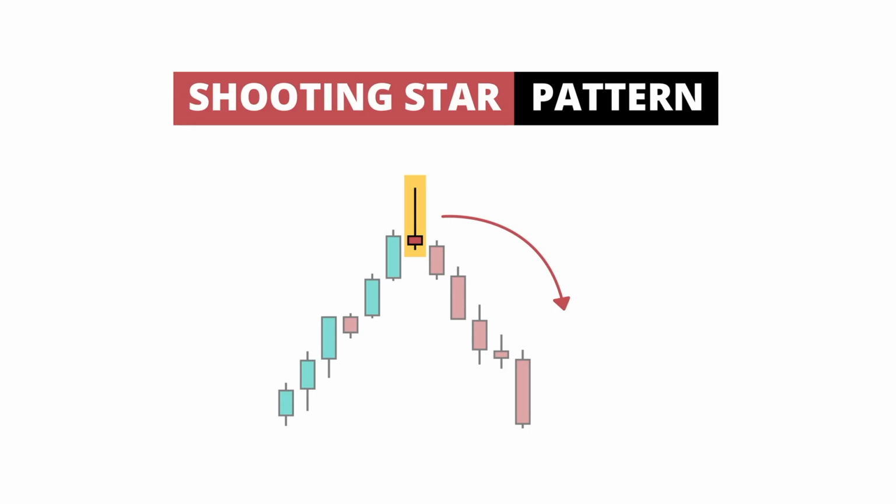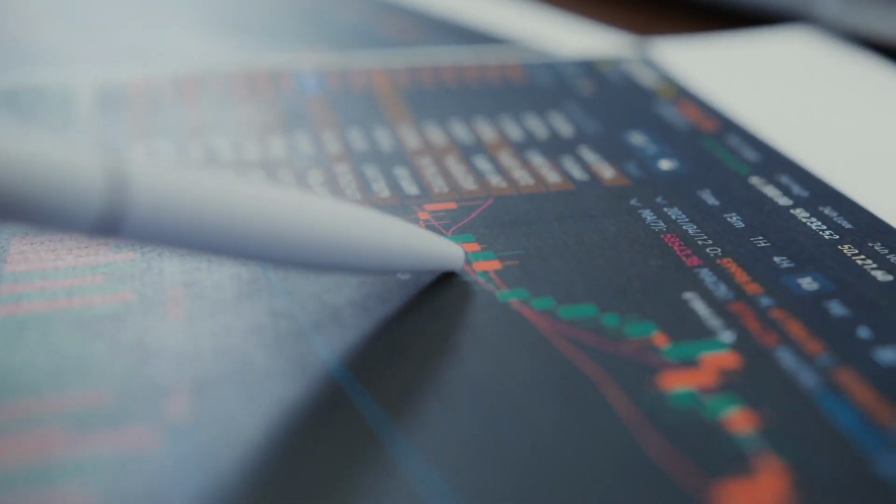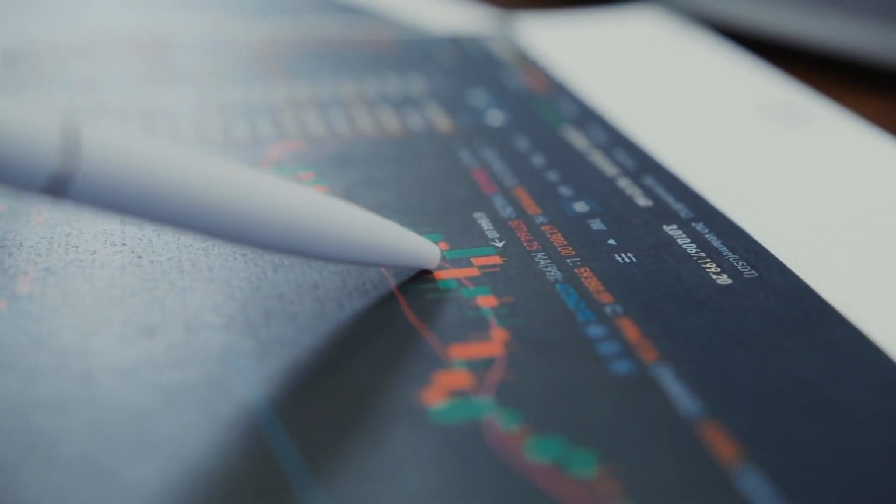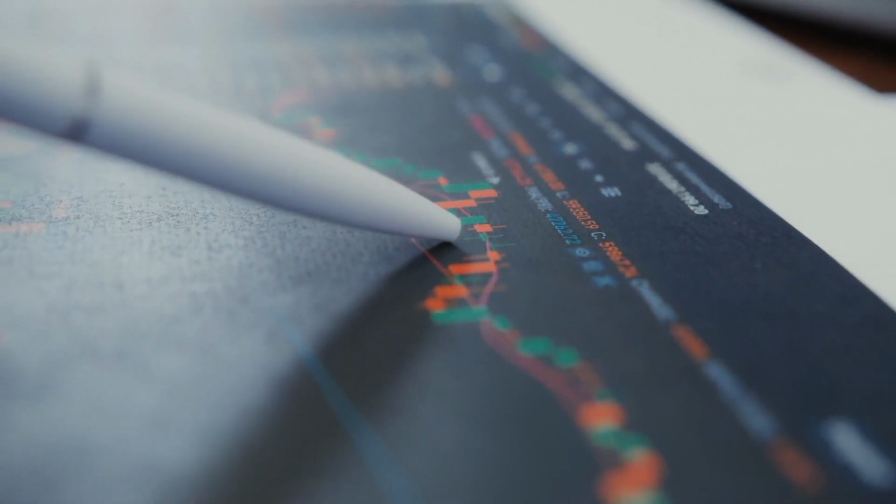As you can see, reading candlesticks is not as confusing as you might have thought in the beginning. Once you get used to it, it really isn't rocket science. And that's it for this video, my friends. A very basic and simple overview on candlesticks.